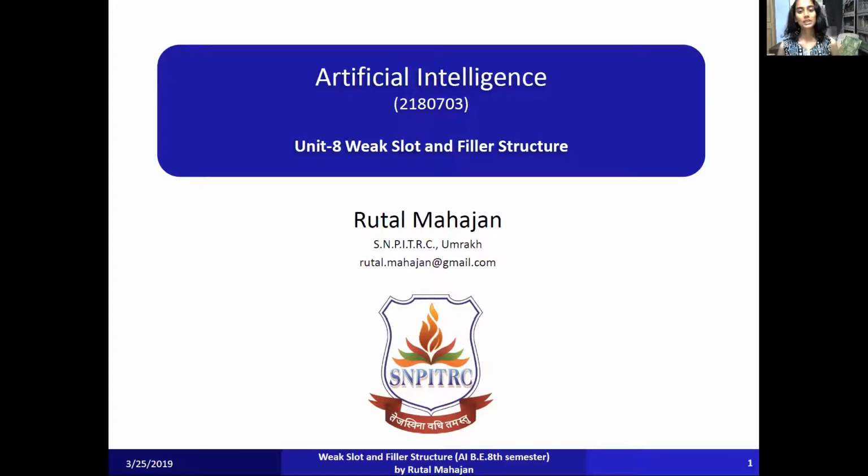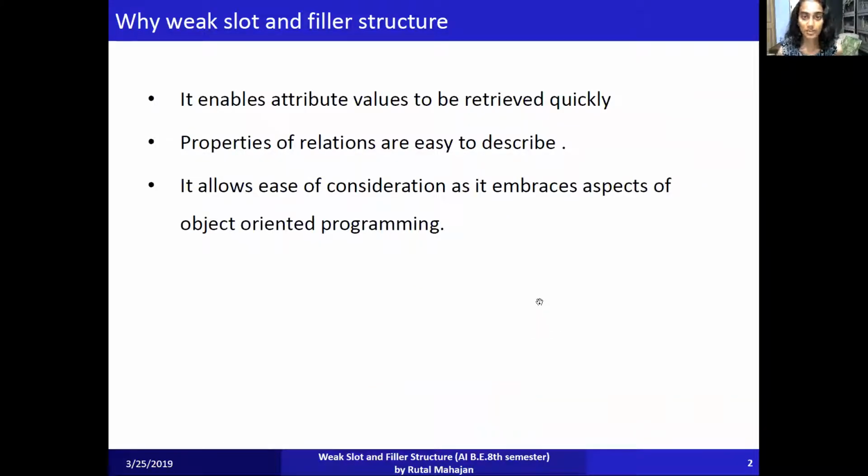Now, what exactly are slot and filler structures? We can say it is an attribute value pair, slot and filler. We will see it in detail. Why are we going to study and use weak slot and filler structures? It enables attribute values to be retrieved very quickly. Properties of relations are easy to describe. It allows ease of consideration as it embraces the aspects of object-oriented programming.